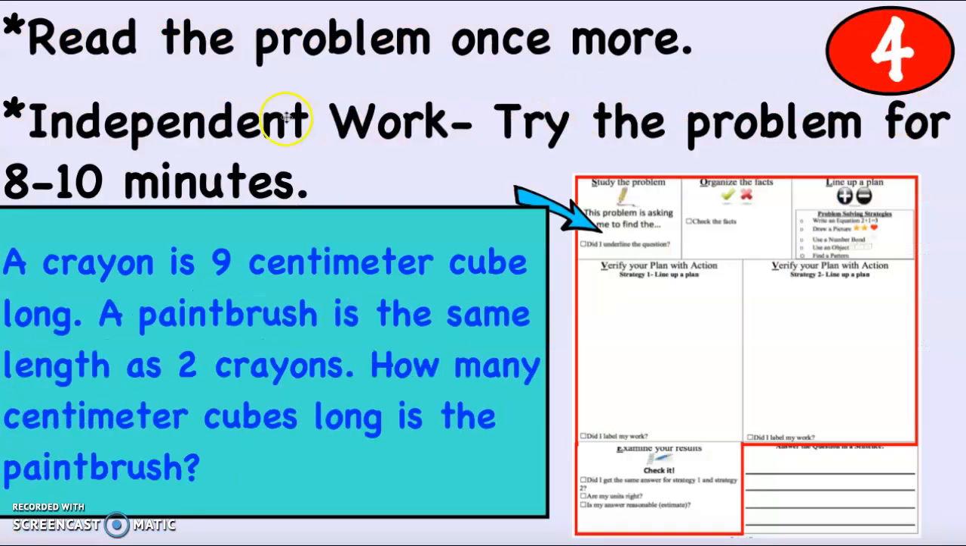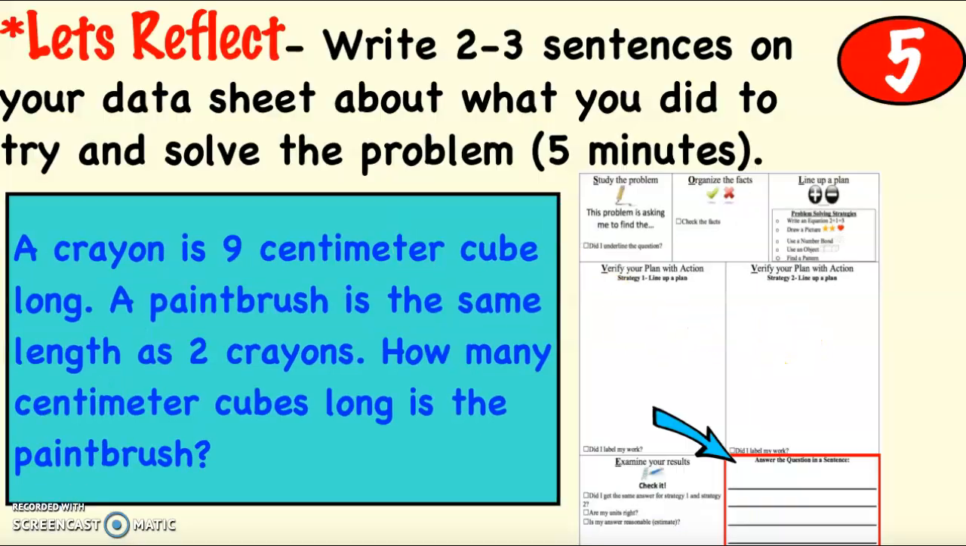Our fourth step, we're going to read the problem once more. And then we're going to work independently to show our thinking. So we're going to take the next 8 to 10 minutes and we're going to verify our plan with action. Make sure that you are using 2 different strategies.